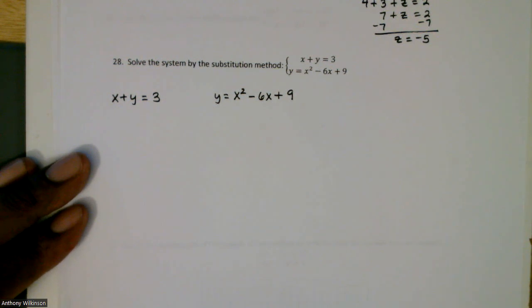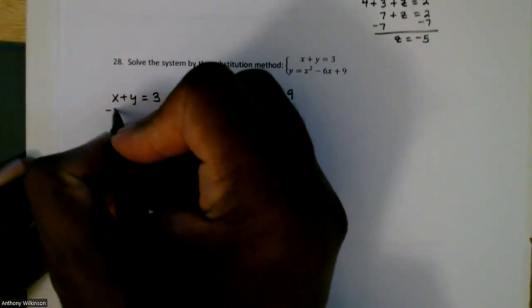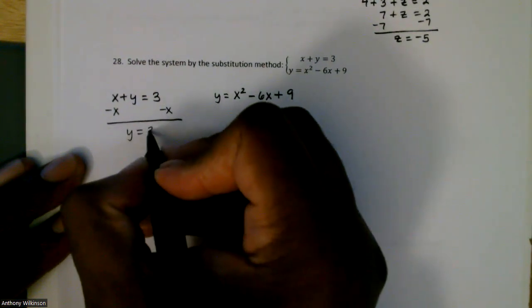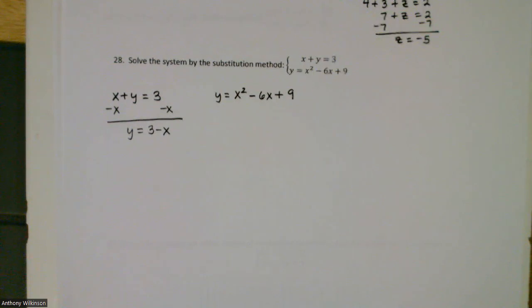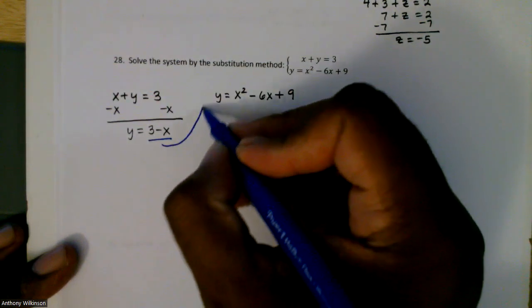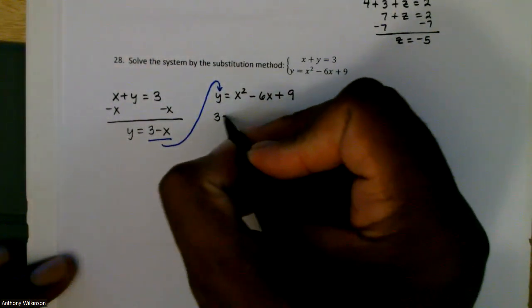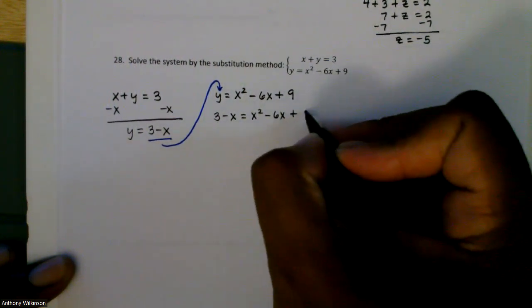And you know what I'm going to do here? I'm going to solve this equation for y. Move that x over to where the 3 is by subtracting x on both sides. So that means I'm going to have y is equal to 3 minus x. And then this is where the substitution comes in. I'm going to take that 3 minus x, which is what y is, substitute it for this y in the second equation. So here I'm going to have 3 minus x equaling x squared minus 6x plus 9.